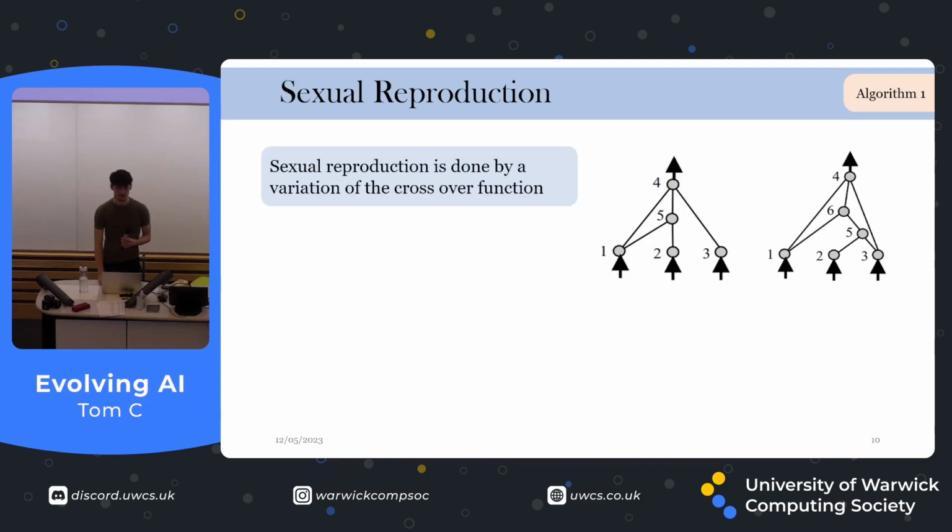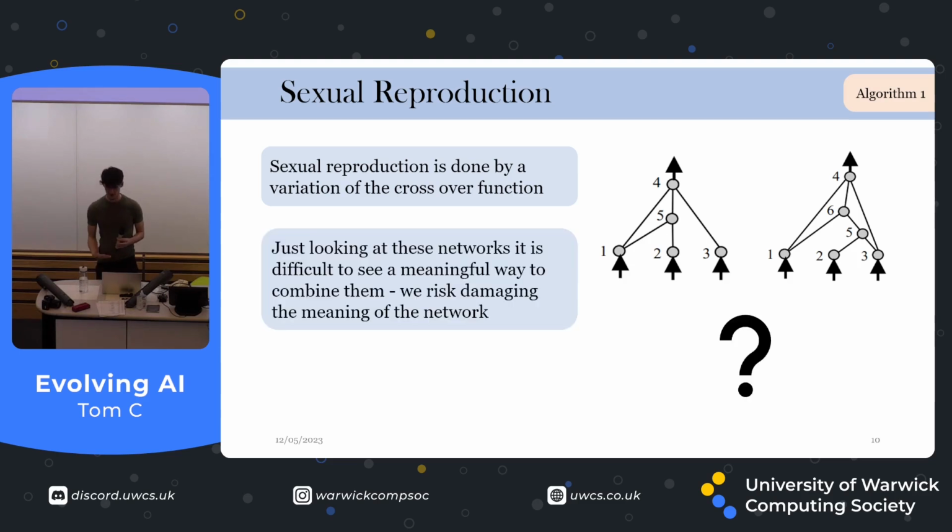But additionally, we have sexual reproduction. This is a variation of the crossover function in evolutionary algorithms. And the goal is to take these 2 networks, which we've deemed to be well-performing, and produce an offspring that is also well-performing. But looking at these structures, it's very difficult to figure out how to combine them in a meaningful way. If we do it poorly, then we risk losing the performance benefits that the structures have given these networks. And if we do it too loosely, then we risk just sort of adding too much structure unnecessarily.